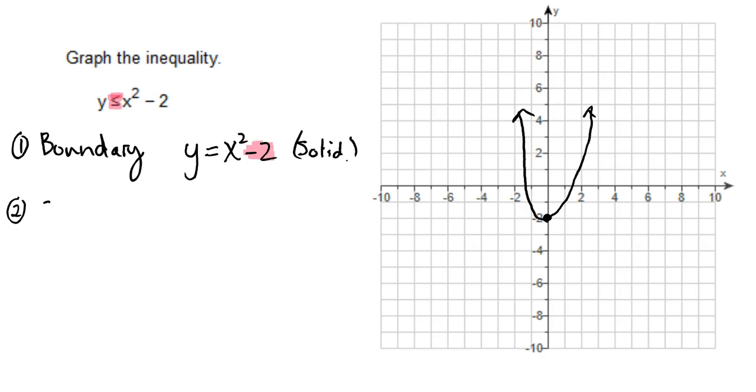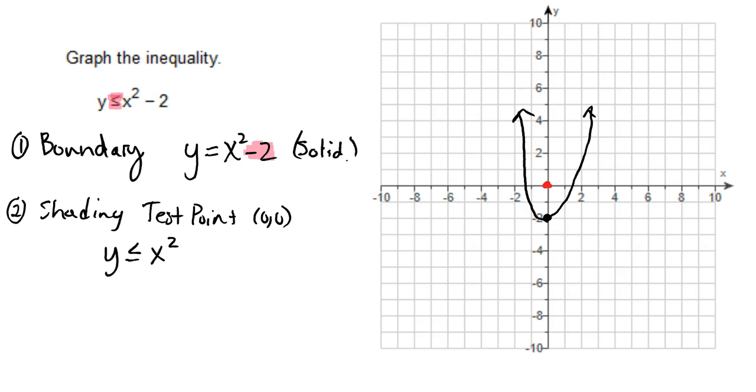Then I want to draw the shading. To draw the shading, you're going to choose a test point. And most people like to choose 0, 0 as the test point. The only rule with a test point is that you must pick a point that's not on the boundary. So you're going to take that test point and substitute it into the original inequality. So 0 is less than or equal to 0 squared minus 2. That 0 is less than or equal to negative 2. And that is a false statement.